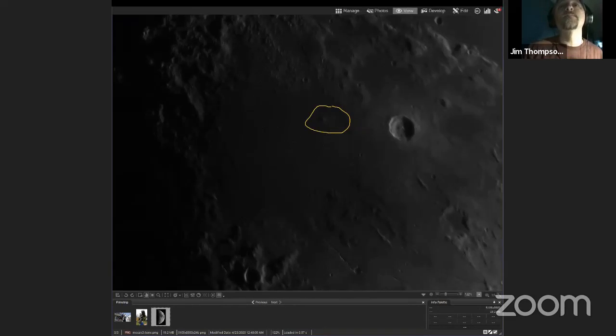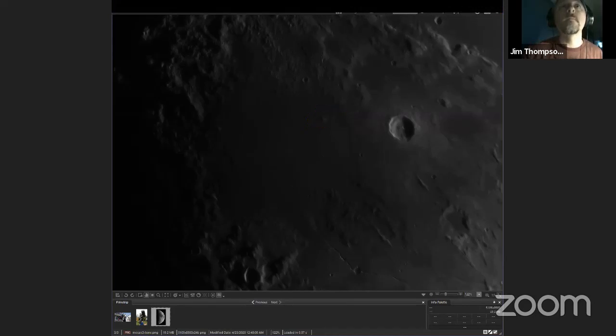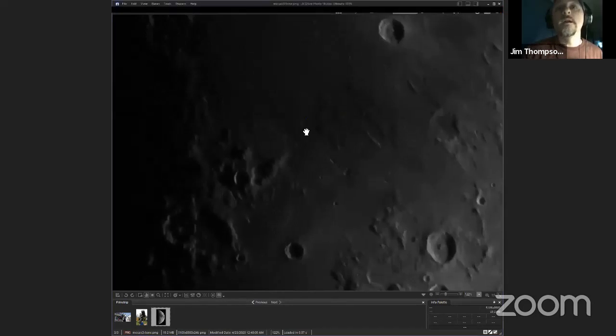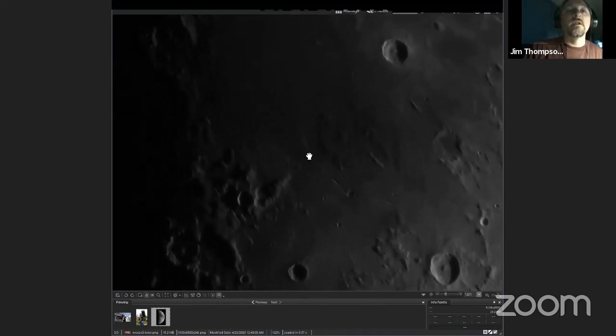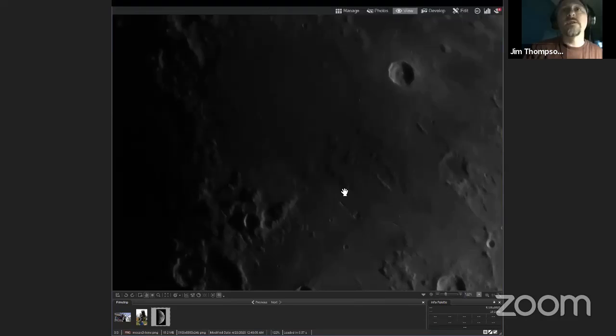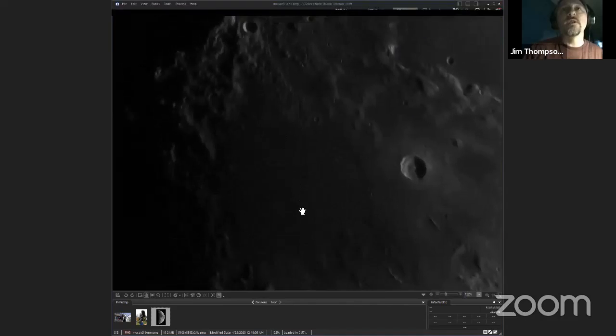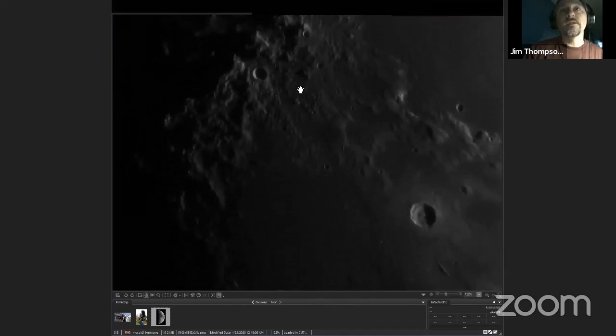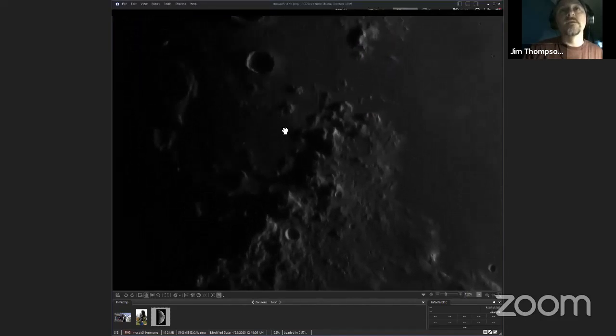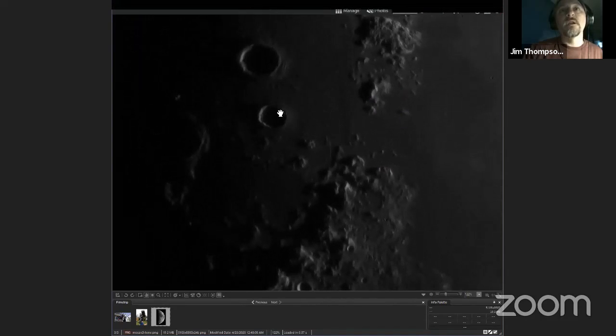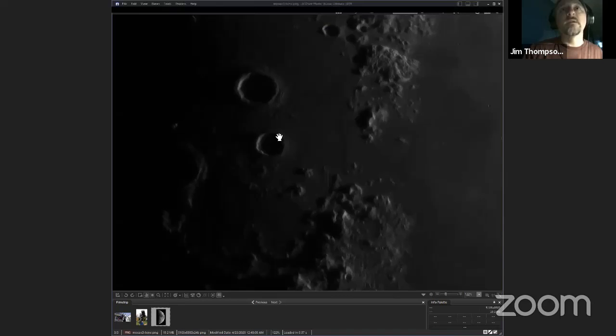Okay, and the last question is, are you using any moon filters in your telescope for an image like this? I am using actually an infrared filter. So this image that we see is only infrared light. And the reason that I do that is to get around the problems with seeing.